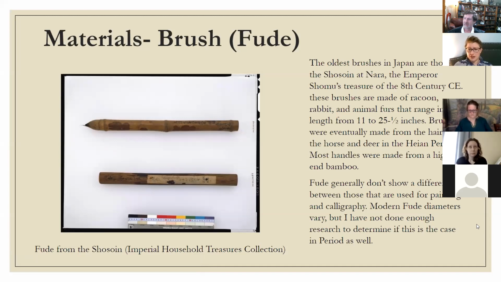I highly recommend it. Now, these brushes are made out of raccoon, rabbit, and other animals' fur that range in length from 11 to 25 inches. Brushes were eventually made from the hair of the horse and the deer in the Heian period. Most handles were made from a high-end bamboo. Fude generally don't show a difference between those that are used for painting and calligraphy.